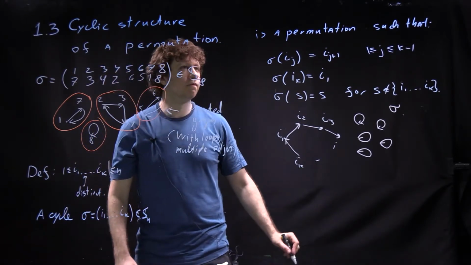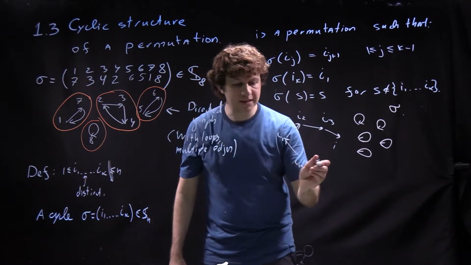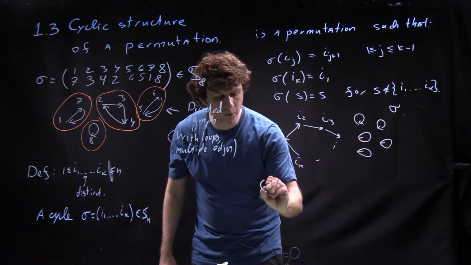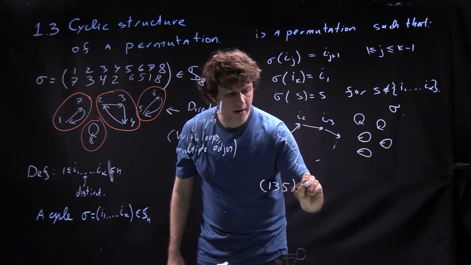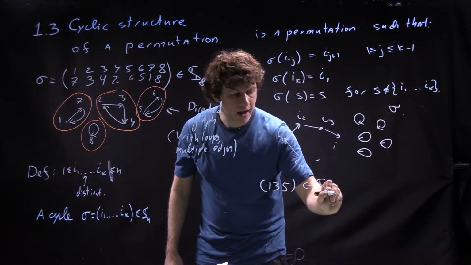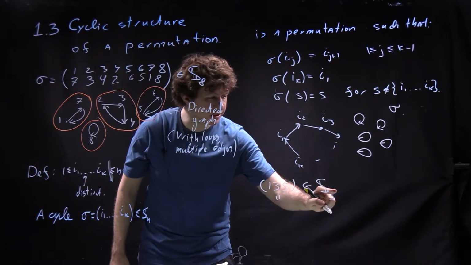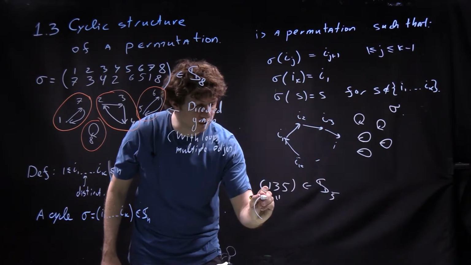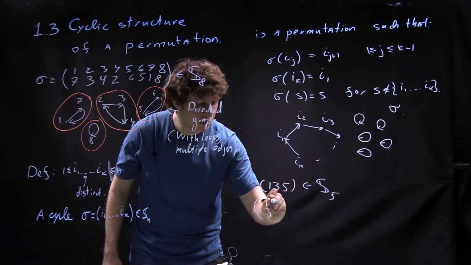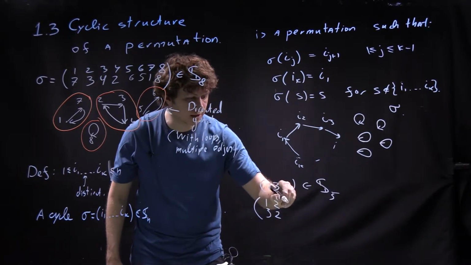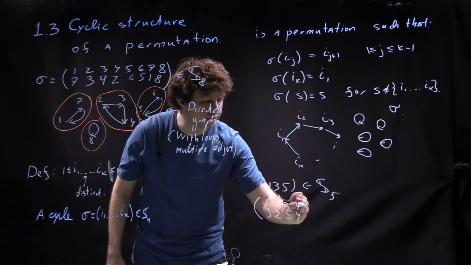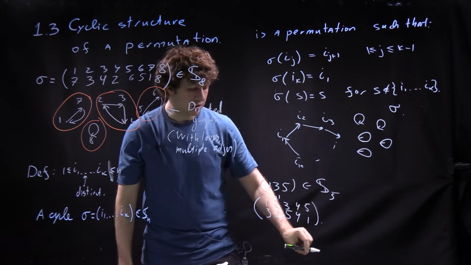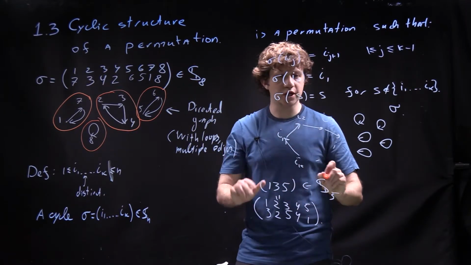Okay, perfect. So let's for instance take the permutation (1, 3, 5) inside S5. This one sends 1 to 3. 2 is fixed because it's outside of the set. 3 goes to 5. 4 is fixed. 5 goes to 1.